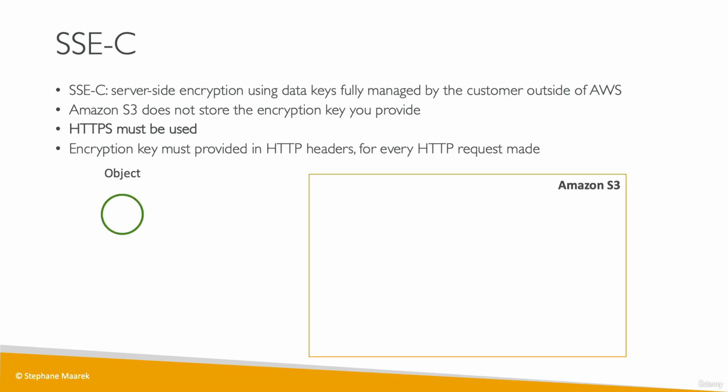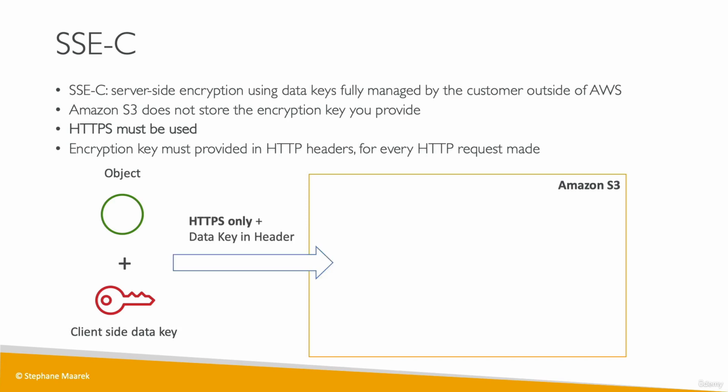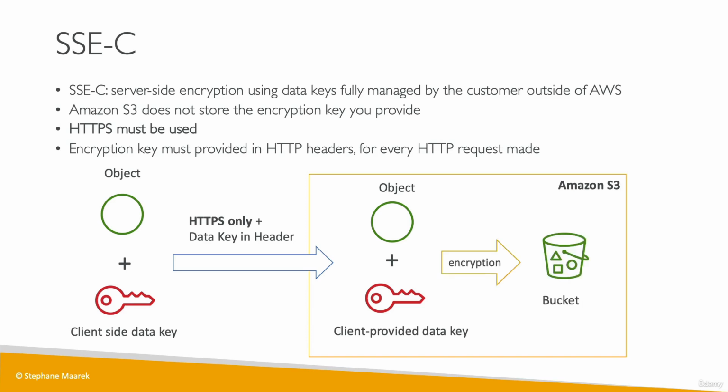Because it's going to be discarded every single time, we have the object and we want to have it encrypted in Amazon S3, but we want to provide ourselves the client-side data key to perform the encryption. So we send both these things over HTTPS, an encrypted connection between you, the client, and Amazon S3, and the data key is in the header. Therefore, Amazon S3 receives the object and the client-provided data key. Again, it is server-side encryption, so Amazon S3 will perform the encryption using these two things and store the encrypted object into your S3 bucket.